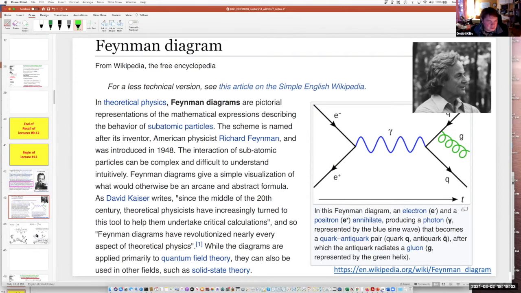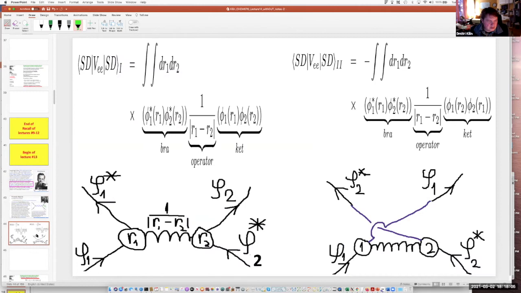So let me repeat these two terms and slowly discuss how they are converted into pictures. Just in case you feel very uncomfortable with equations, do not worry.